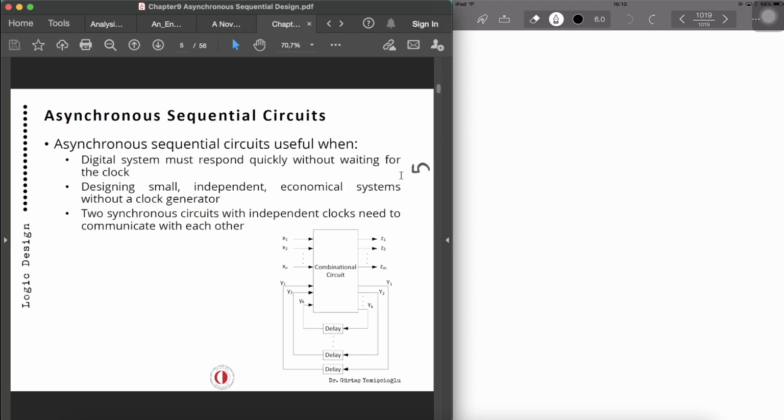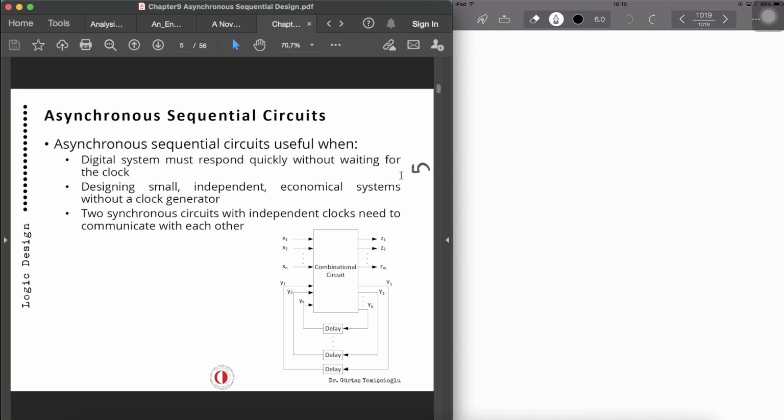Now, when we think about asynchronous sequential circuits, they are usable in various applications. When the speed of the operation is important, especially in those cases where the digital system must respond quickly without having to wait for a clock pulse. Or they might be useful in an economical way because they are small independent systems, so you don't need clock generators, with clock signals going all around your circuits. And also, two synchronous circuits with independent clocks need to communicate with each other, so that's also a problem that we'll be facing.